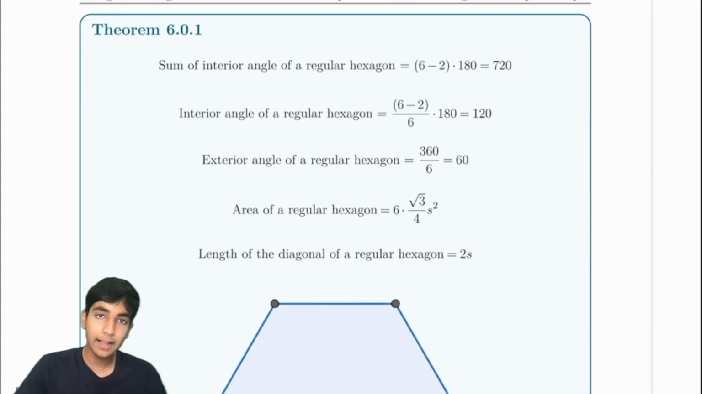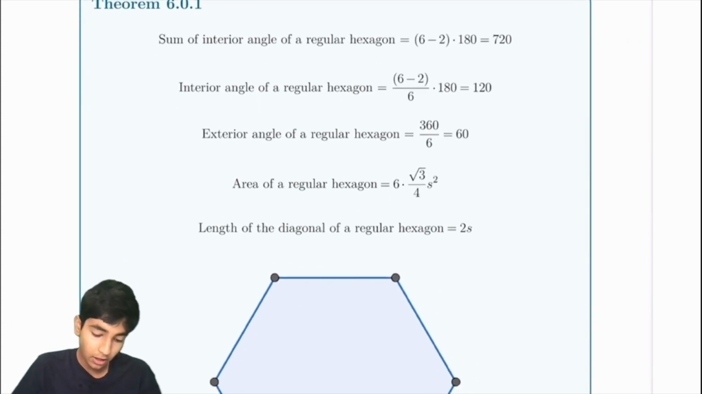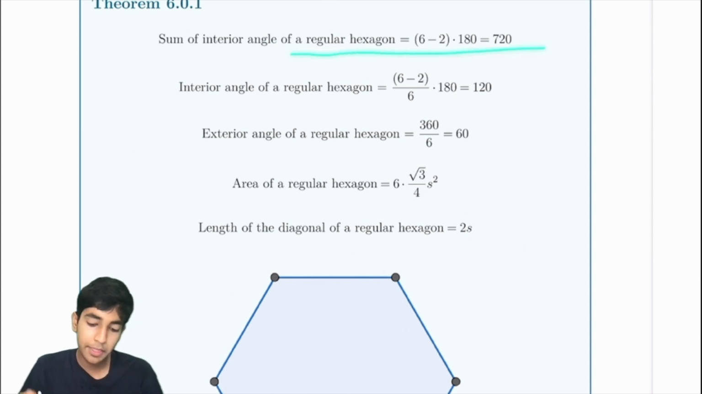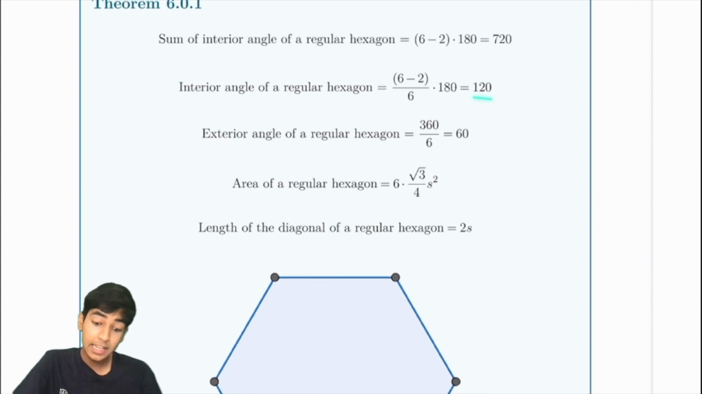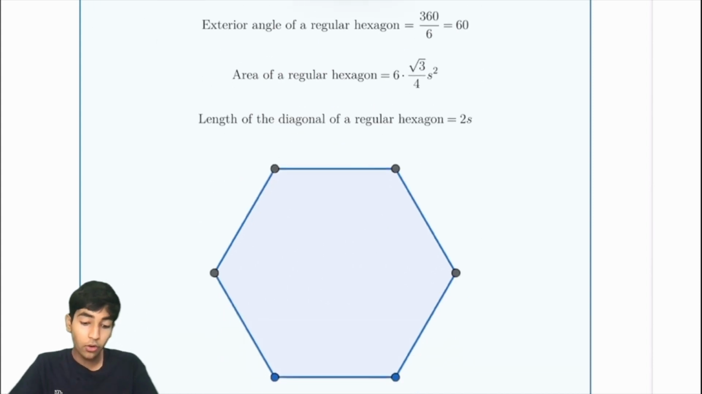Let's start off with hexagons. So a hexagon, we already discussed some angle chasing properties in the previous video, where the sum of the interior angles is 720, and each interior angle of a regular one is 120. The exterior angle is going to be equal to 60, and the diagonal of a regular hexagon is 2 times the side length of the hexagon. The area is 6 times square root 3 over 4 sides squared. And there's a clever trick you can do to realize this.